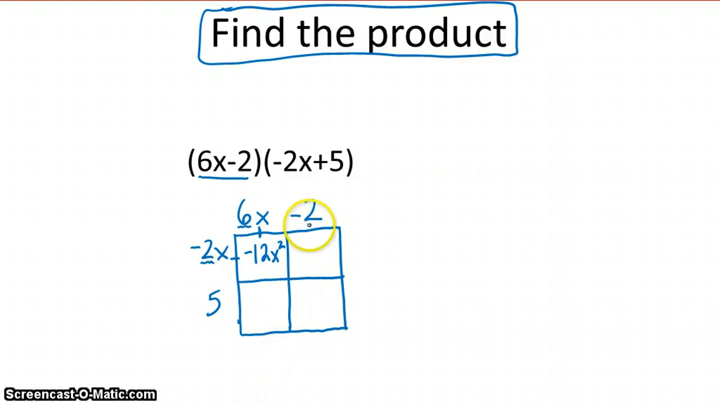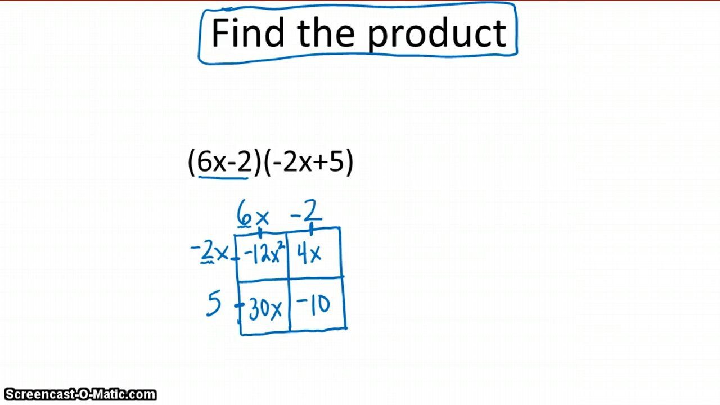As you go through your box, then I do the negative 2 times the negative 2x. So again, the numbers times each other. A negative 2 times a negative 2. 2 negatives gives me a positive, and 2 times 2 is 4. There's just a single x, so I keep the x there. For the bottom left, I would take the 6x from that, and then the 5 here. So 5 times 6x, 5 times 6 is 30. Again, there's a single x. And finally, for my lower right-hand corner, I would take the negative 2 times the 5, and a negative 10 is what I would get.